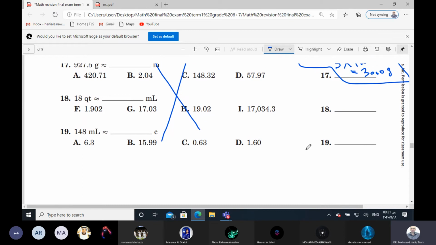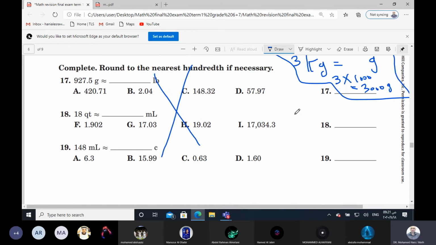And the second important question: suppose we have 500 liters and we want to convert to milliliters. The relationship between them: how much is 1 liter? Each 1 liter equals 1000 milliliters.